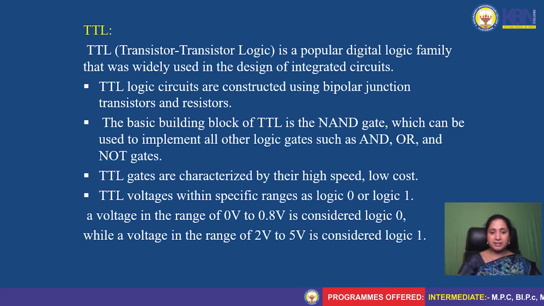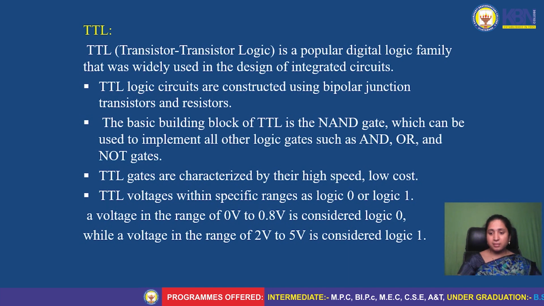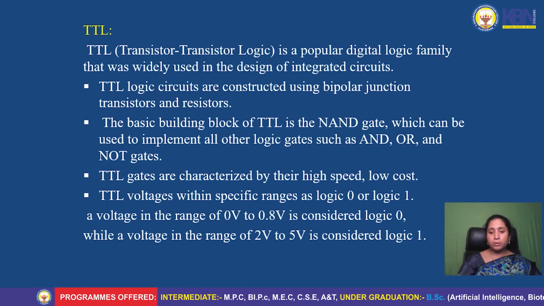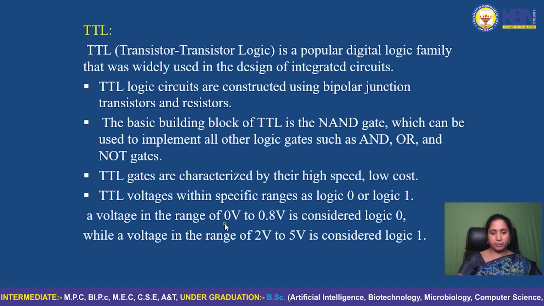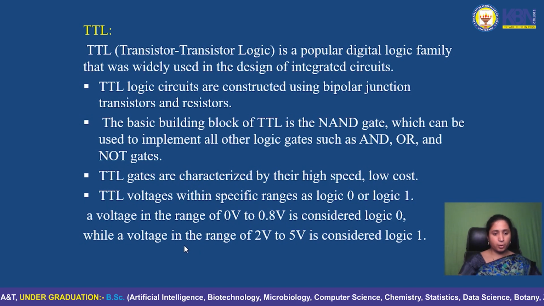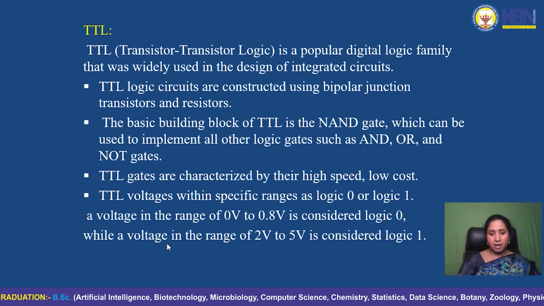TTL gates are characterized by their high speed and low cost, with voltages within specific ranges for logic 0 and 1. We all know that logic 0 means low voltage and logic 1 means high voltage. Here some ranges are given. 0 to 0.8 volts is considered as logic 0, while a voltage range of 2 volts to 5 volts is considered as logic 1, which means high voltage.